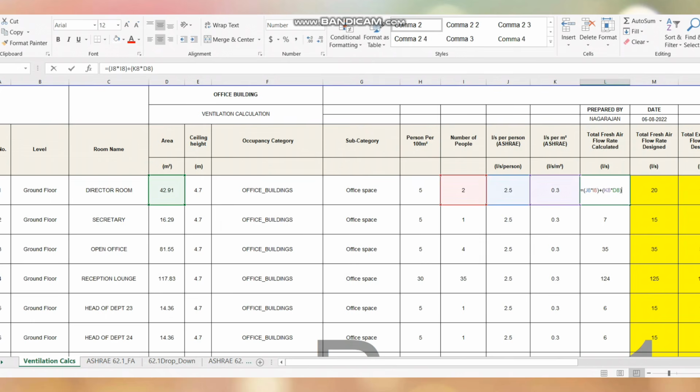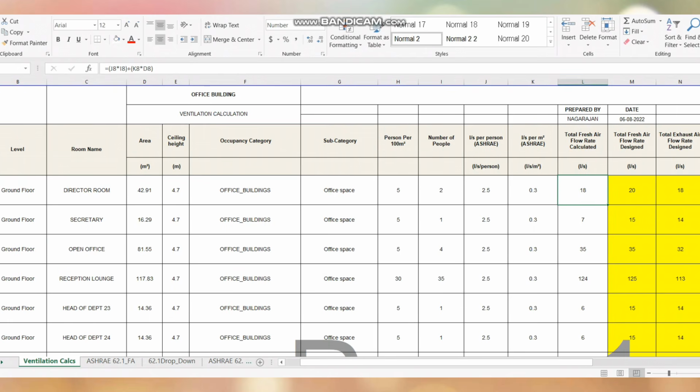You can see the formula here. J8 into I8, that means the number of people into the 2.5 liter per second, and also 0.3 liter per second per meter square into the area we have. So we are finally getting 18 liter per second. So from this one, you can see the yellow color one, that is the fresh air requirement for that room.